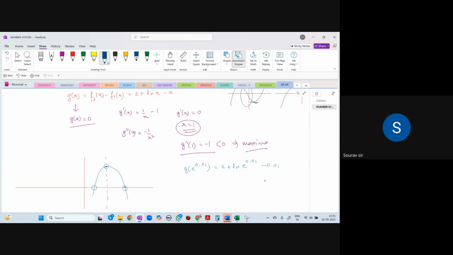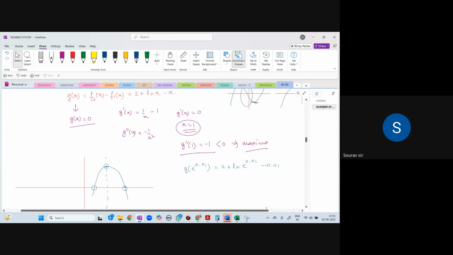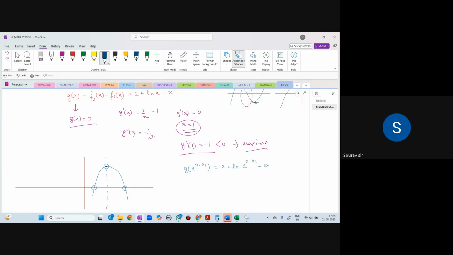So is this value positive or negative? This is 2 plus 0.01 minus e to the power 0.01, which is about 2 minus 1, so this value will be positive.